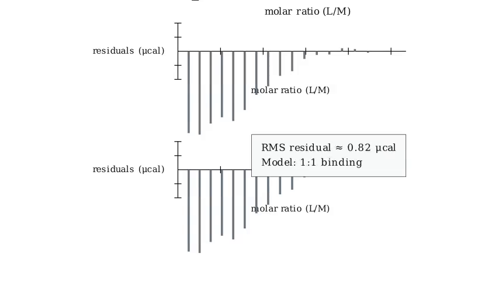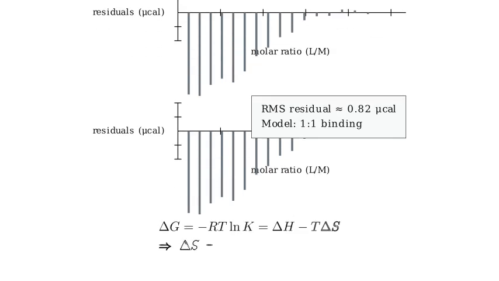From the fit, we read Kd and delta H. At temperature T, delta G equals minus R T times natural log of the association constant, and equals delta H minus T delta S. So delta S equals delta H minus delta G all over T. Here are the numerical values at 298 Kelvin.